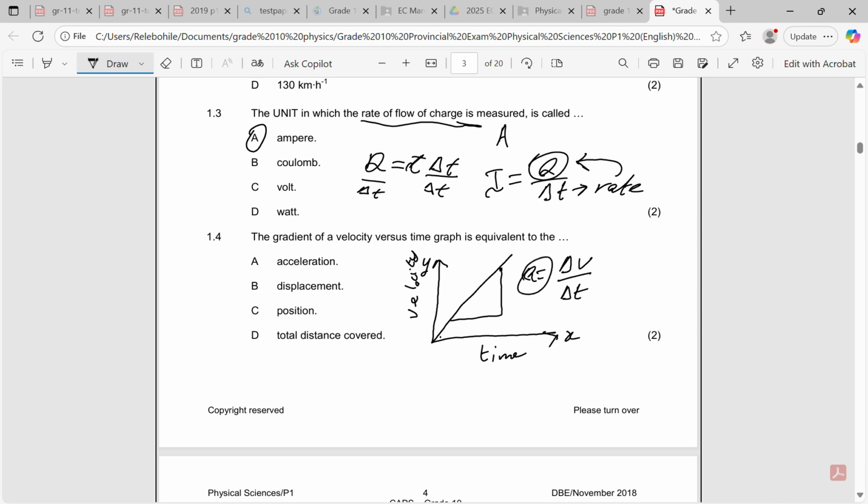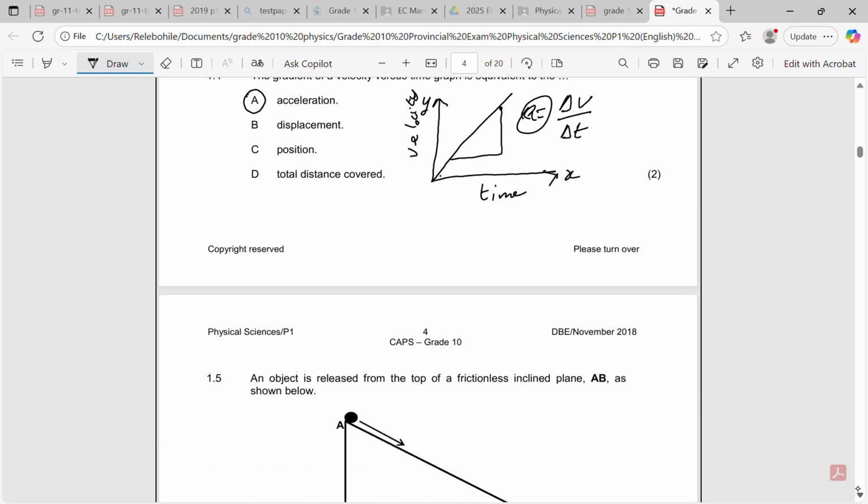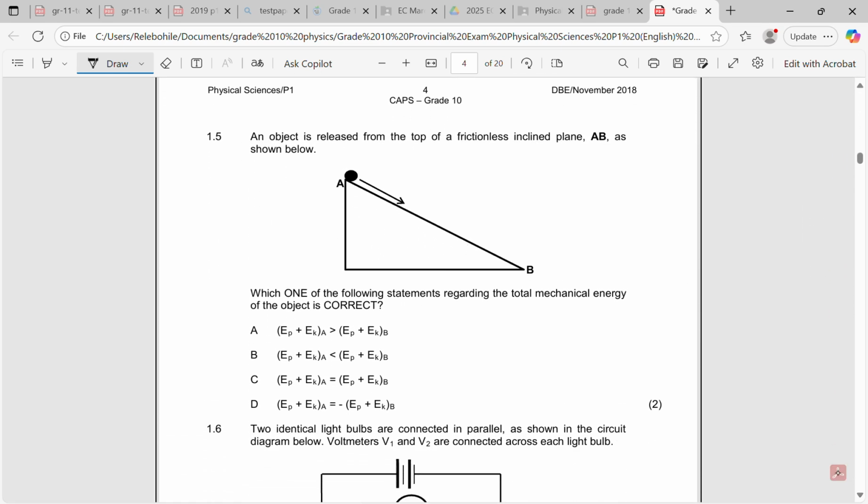And what does it represent? It represents acceleration. I don't know why I'm saying current. So the correct option there, guys, is going to be A. Okay, that is going to be our option. On a velocity versus time graph, we have acceleration as our gradient. Then we go to 1.5.